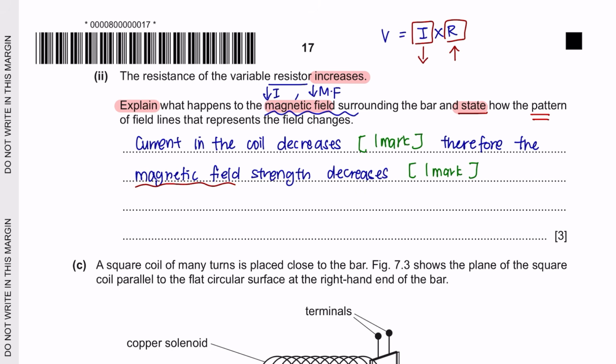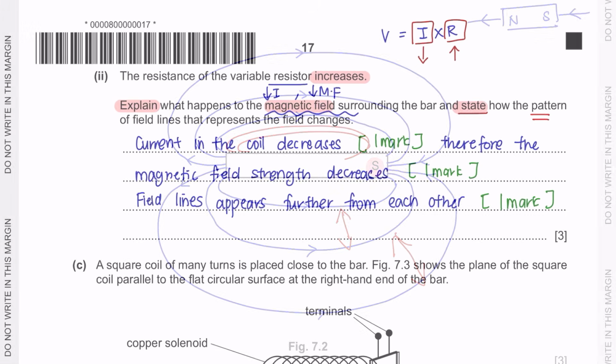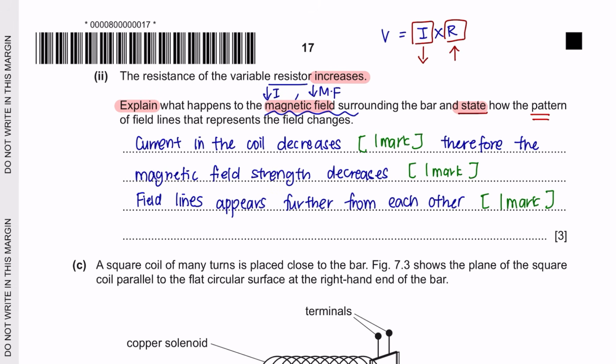If the magnetic field strength decreases, then we can show it in a way that the field lines will tend to get further away from each other. If they are closer to each other, it means that they have a very strong magnetic field. So you can say that as for the pattern, the field lines will appear further from each other.